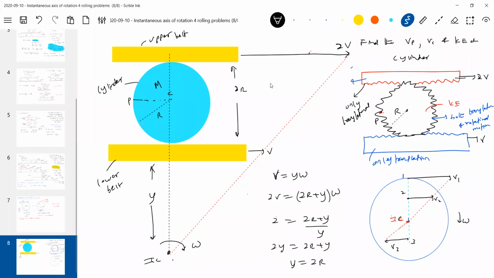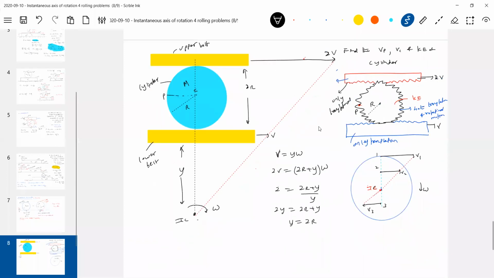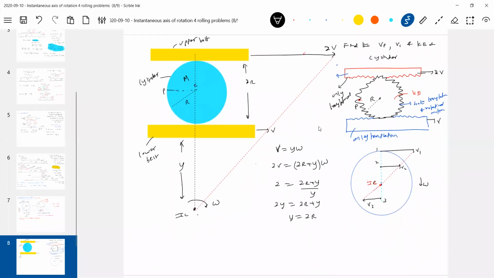So the instantaneous center of this system is below the rigid body, somewhere here. About this point, it's rotating. So now how to calculate omega? Yes, we know y. Can we calculate omega? Yes, we can calculate omega. Please try to understand. It's a very simple idea. No concept, nothing, just information. So now I'll substitute this y there.